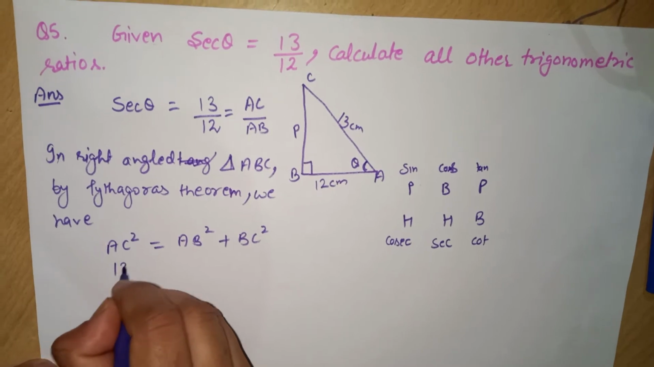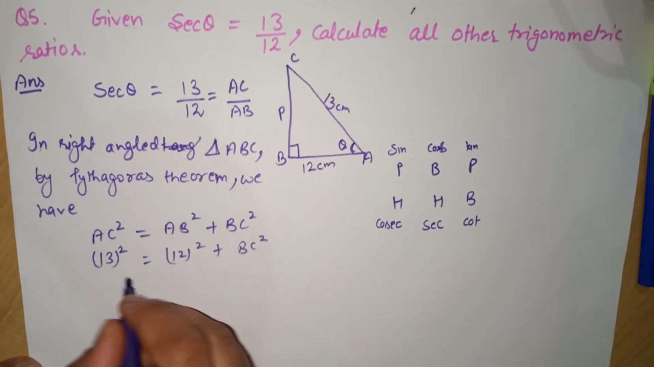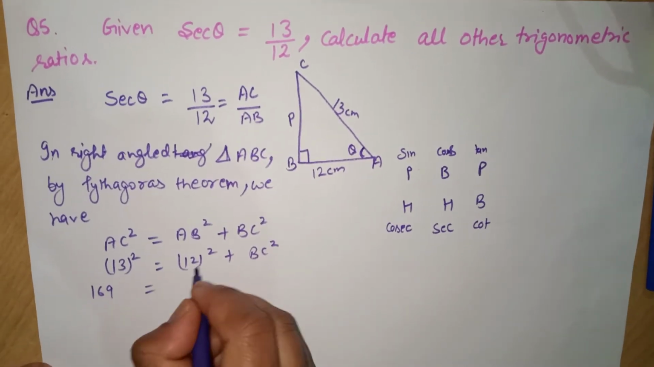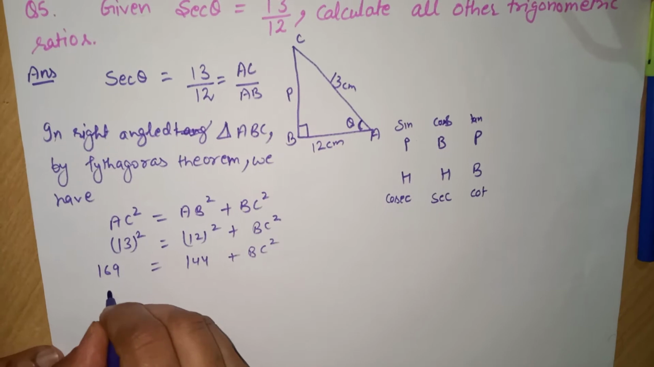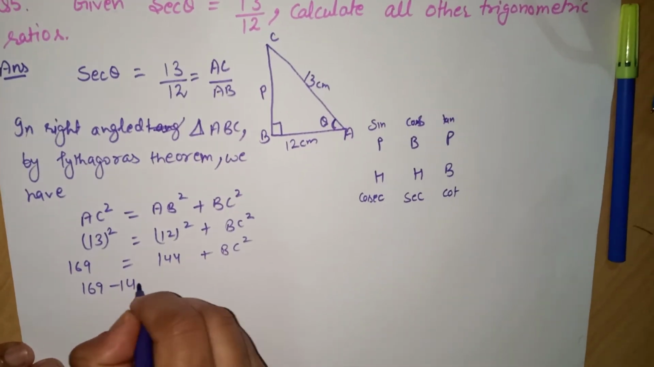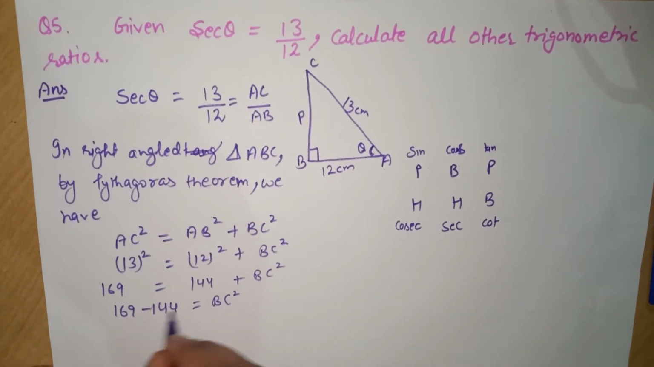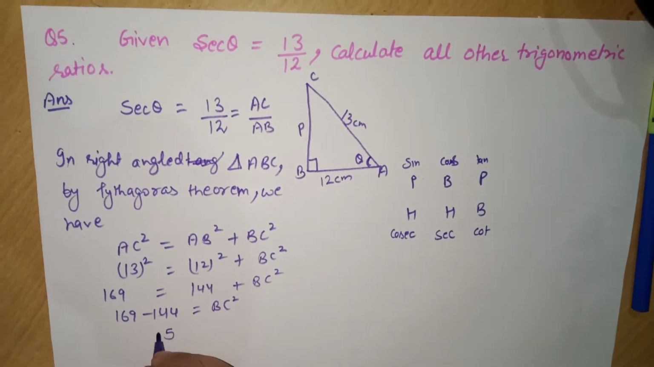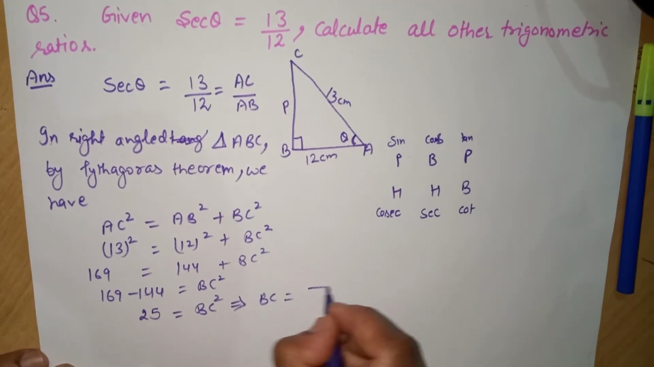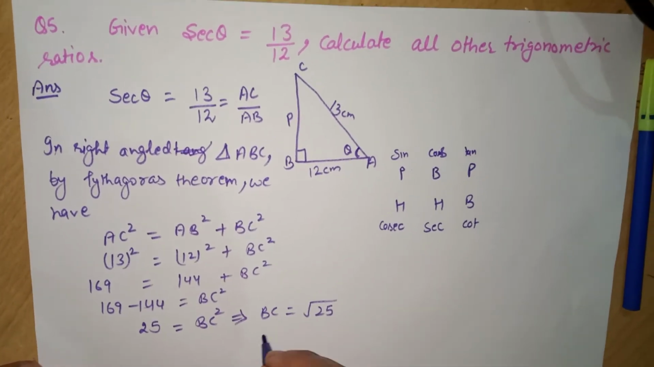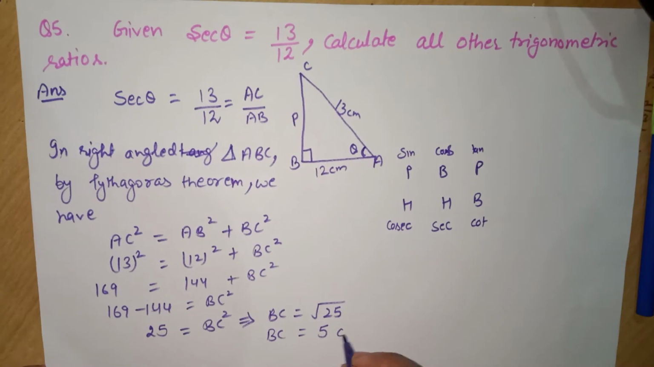So the value of AC is 13, AB is equal to 12, and BC we have to find. 13 square is equal to 169 and 12 square is equal to 144, so we subtract 144 from 169. 9 minus 4 is 5, 6 minus 4 is 2, 1 minus 1 is 0. Thus the value of BC is equal to square root of 25, and the square root of 25 is 5. So the value of BC is 5 centimeter.